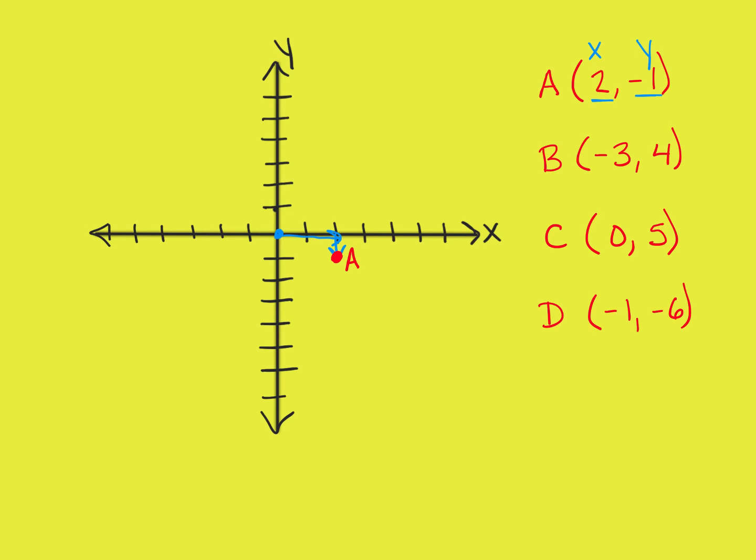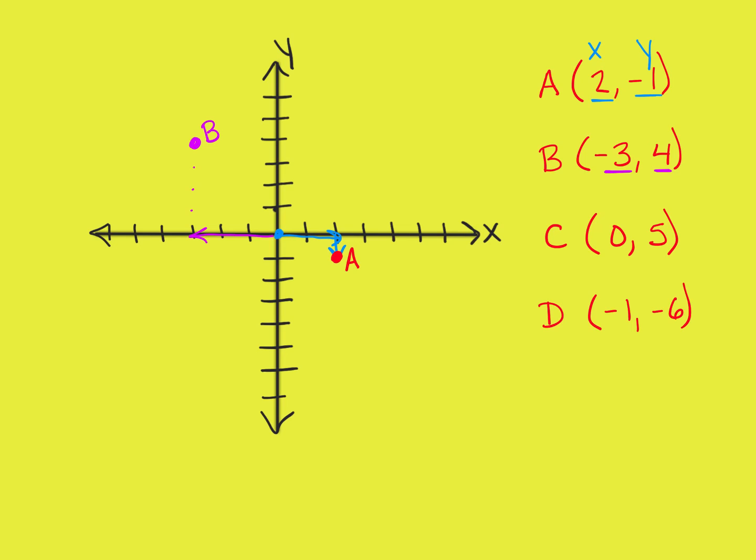Now for the next point B, -3, 4. So I'm going to start at 0, 0, and I'm going to go left 3. I always start with my x. So I went left 3. And then my y coordinate is +4, so I'm going to count up 4. 1, 2, 3, 4. And I'll label that point, point B.